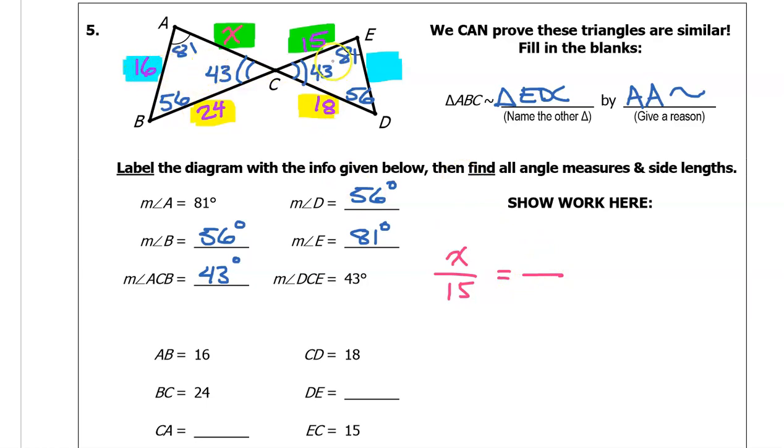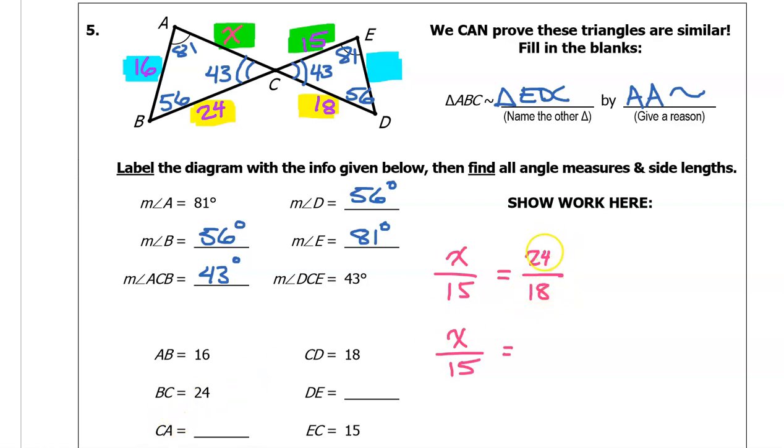I'm noticing that the blues, one of those are empty, so I'm not going to use the blues. I'm going to use the yellows, and I'm going to go in the same order. So I went X over 15, so now I will do 24 over 18. So let's go ahead and solve this equation. So I will have X over 15 and 24 over 18.